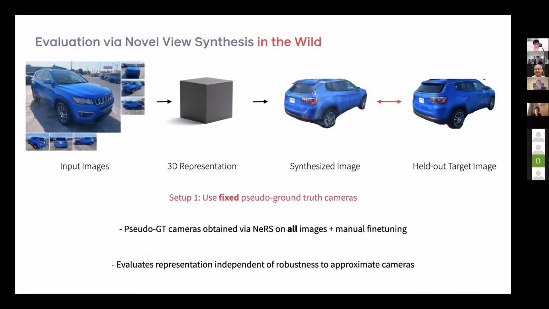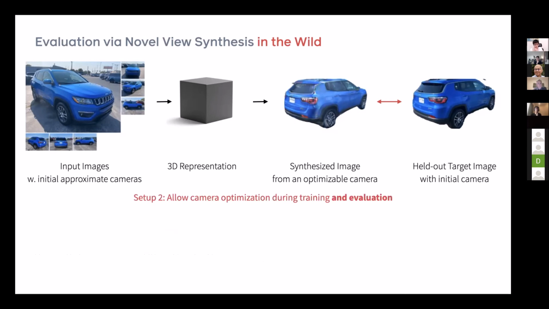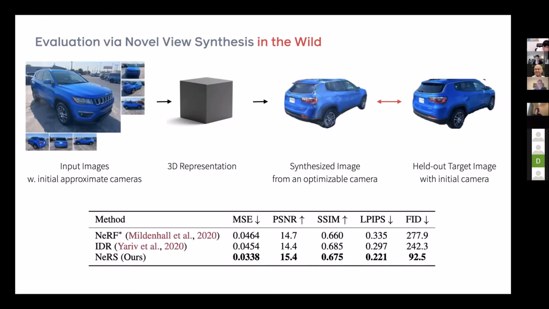And I'll actually just skip to the second kind of evaluation result, where we do allow fine-tuning the cameras during both training and evaluation. So once you've learned the model, you're allowed to change your camera to best match the target image that you're trying to generate. And we think this is really critical for being able to evaluate by view synthesis in the wild, this ability to optimize cameras during training and evaluation. And in this particular case, our approach is really better than some of the other baselines.